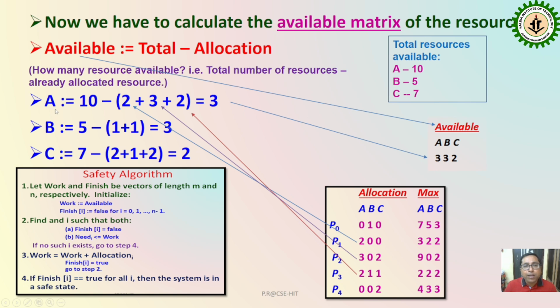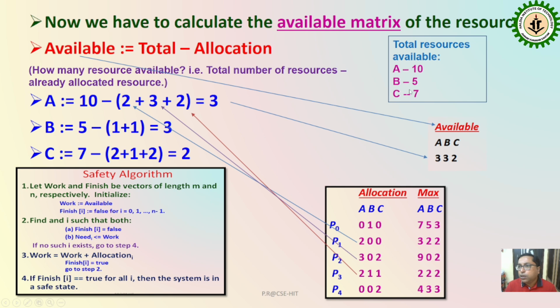Now, how many of resource A are available? Look at this allocation matrix. For resource A, 2 resources are allocated to P1, 3 resources are blocked by P2, 2 resources blocked by P3. So 10 minus (2 plus 3 plus 2), since 10 is the total of resource A. So right now 3 resources of A are available. So I am writing here in the available, that is 3.